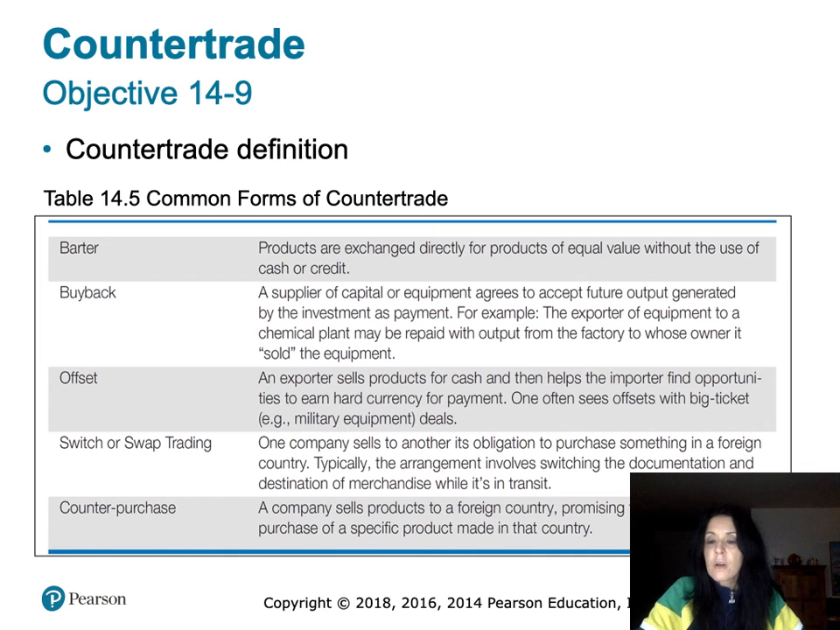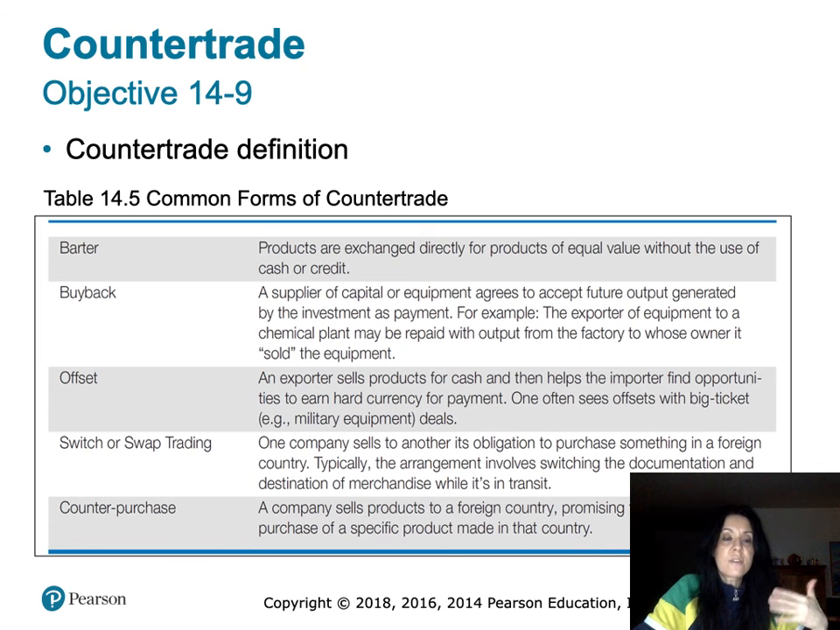Okay? These sorts of trade fall under the umbrella term counter trade. Products are exchanged directly for products of equal value without the use of cash or credit. So these sorts of trades fall under the term counter trade. Any one of the several different arrangements that parties use to trade products via transactions that use limited or no currency or credit can be qualified as counter trade.